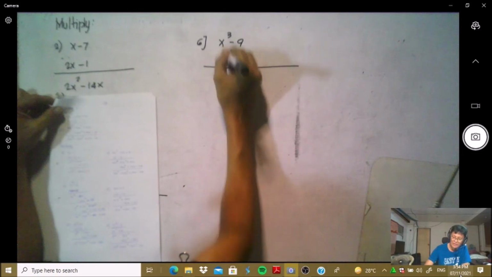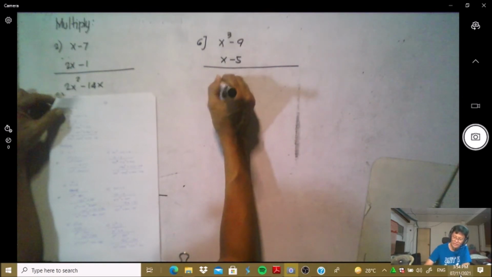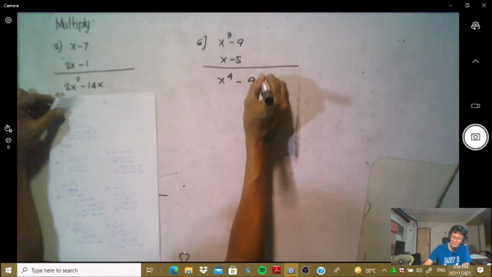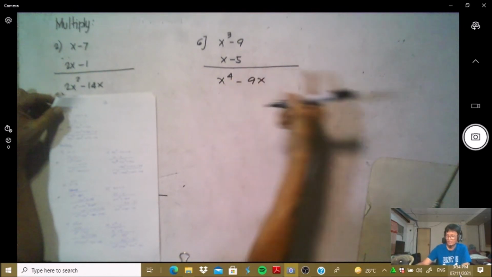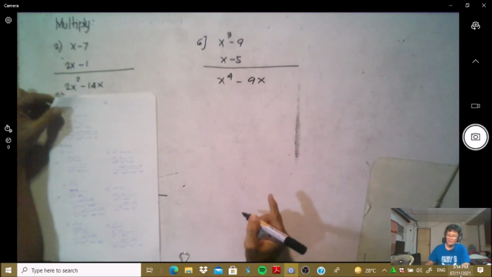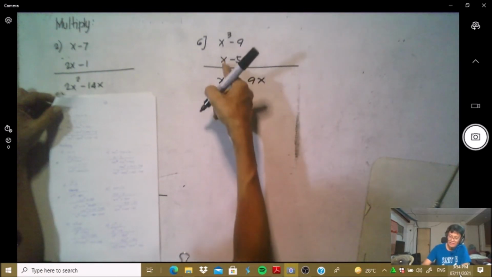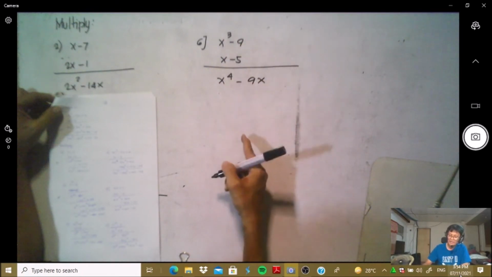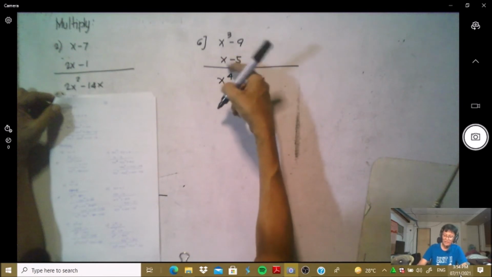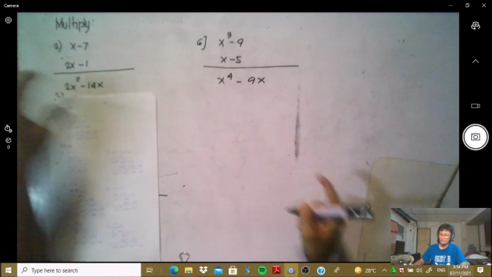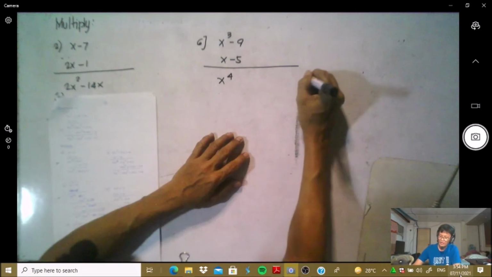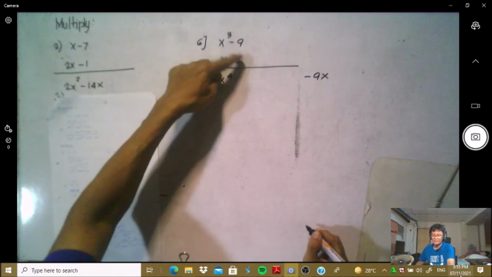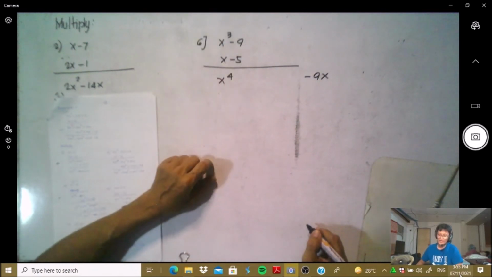First here we have x times x cubed will be x to the 4th, then minus 9x. But take note, x to the 4th, this should have been more terms, but let us see. So we have x times x cubed is equal to x to the 4th, then x times negative 9 is negative 9x. Then next we have negative 5 with x cubed. Therefore, we have to write our negative somewhere here first. Negative 9x. Okay? So we have negative 5 times x cubed is equal to negative 5x cubed.